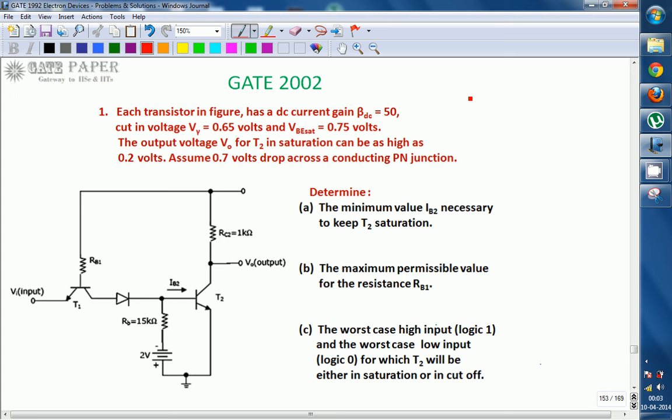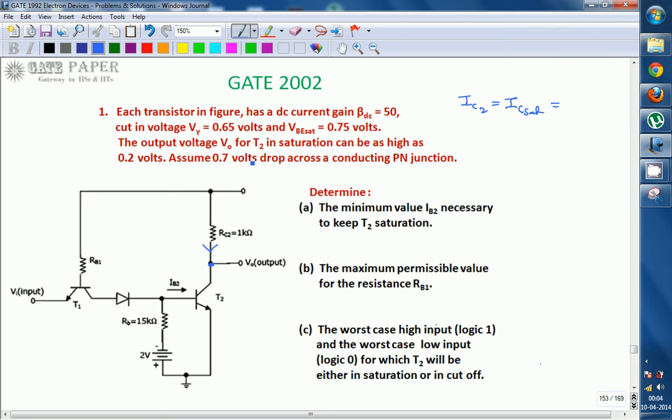in saturation. Whenever T2 is in saturation, the maximum voltage is given: the output voltage V0 for T2 in saturation can be as high as 0.2 volts. It was given. So this is 0.2 volts. And if it is 0.2, you can calculate the current flowing through IC2. Current flowing through IC2 is nothing but IC saturation, because the transistor is in saturation. This is plus 5 volts.